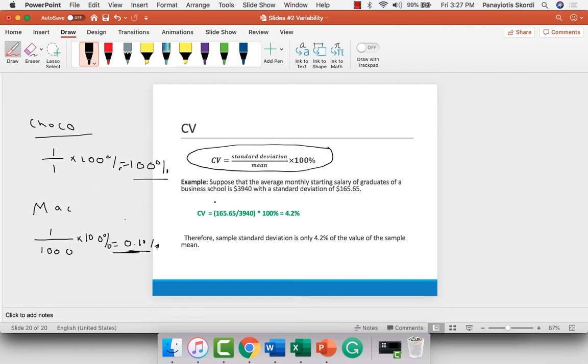And they have an example here which we can quickly have a look at. Suppose the average monthly starting salary of graduates of a business school is $3,940 with a standard deviation of $165.65. If we want to work out the coefficient of variation, we just take the standard deviation, which we're told is 165.65, and we divide it by the mean. And that's going to give us a coefficient of variation of 4.2%. So it's given us an idea of the spread relative to the mean.